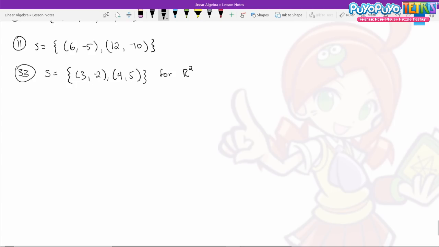Determine whether S is a basis for the indicated vector space. So what? Well, they're not multiples of each other, it seems. Right? And then that means it spans R squared.